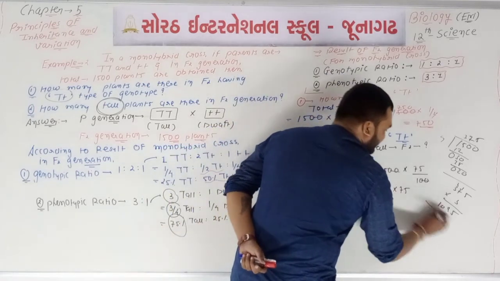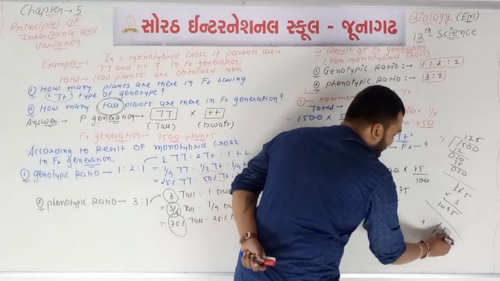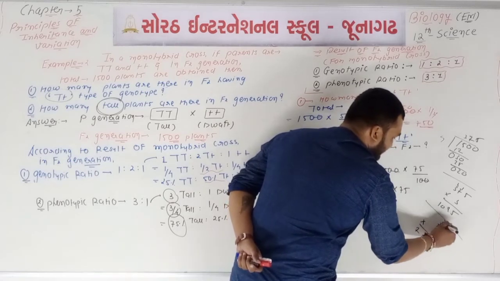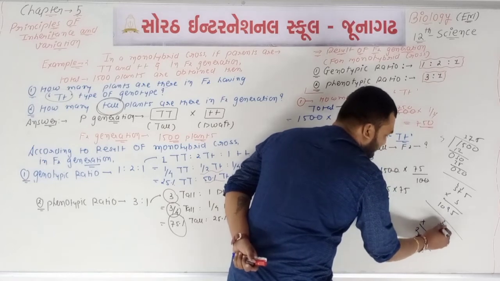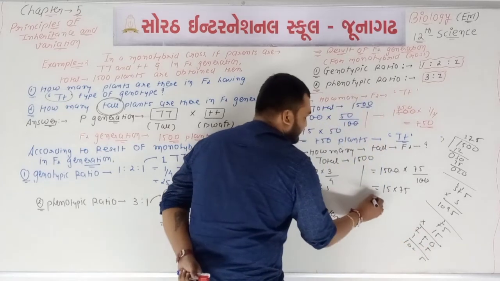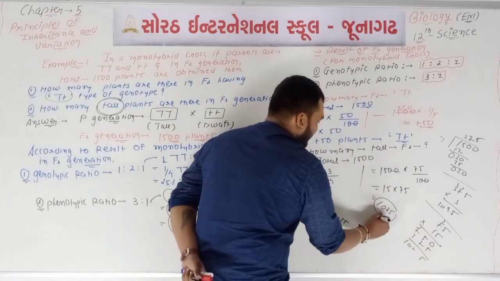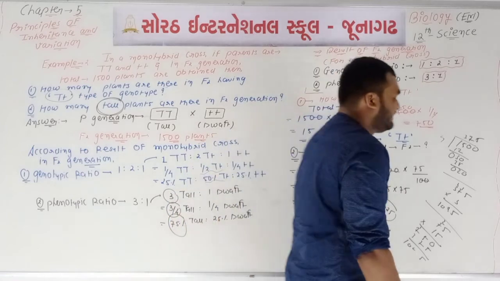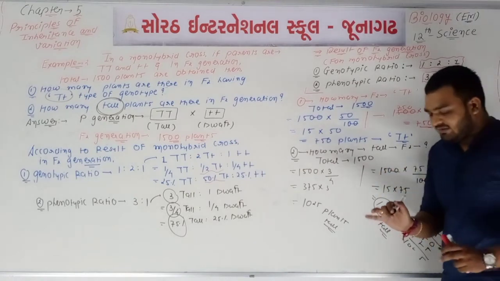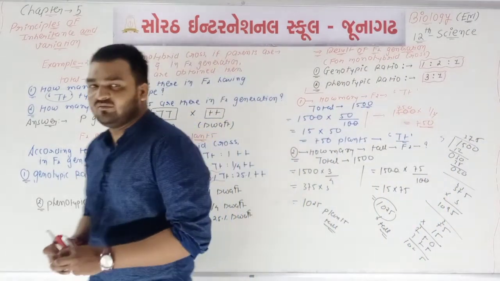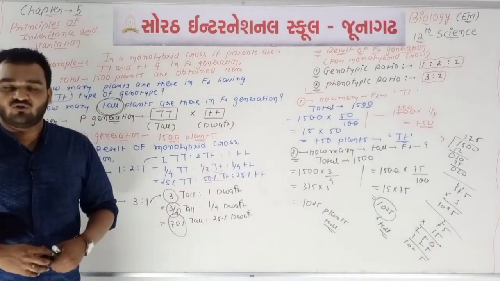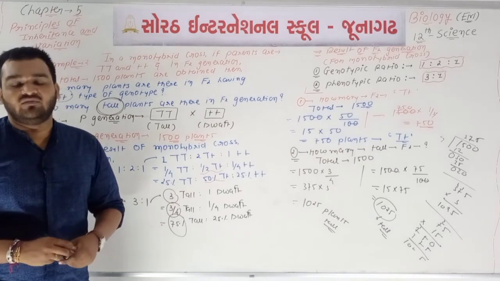Here see, 75 multiplied by 15 gives 1125. So the answer will be 1125 plants are the tall plants. Okay, if your maths is weak, then you can calculate like this. It doesn't matter, but a calculator is valid for biology. So this example number 2 is also completed. This type of example will be asked.